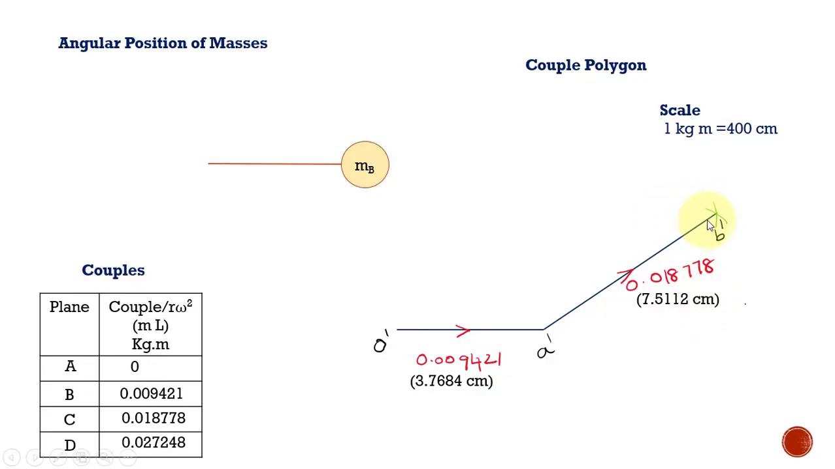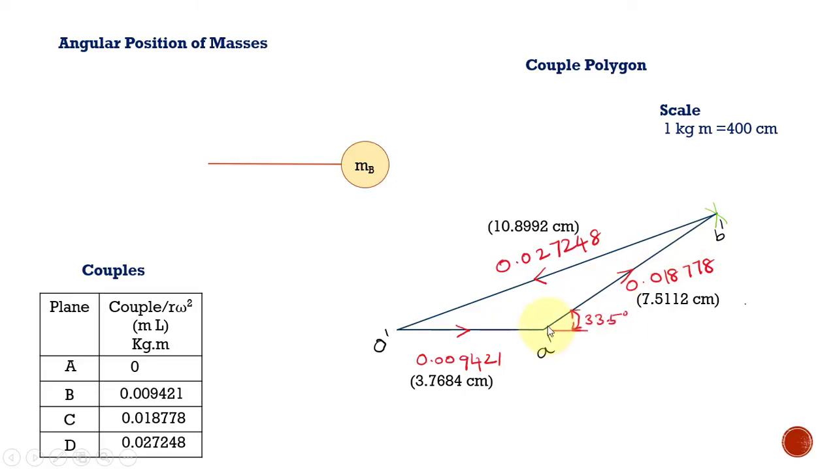Then by connecting these 2 points, I can get the direction of this mass D, and its magnitude is already known, and the actual scale value I have taken to make an arc here is 10.8992 centimeter. So now the couple polygon is completed. From that, I'm going to take the angular positions of mass C and mass D. How to take those values? This represents the direction of the couple of mass C.